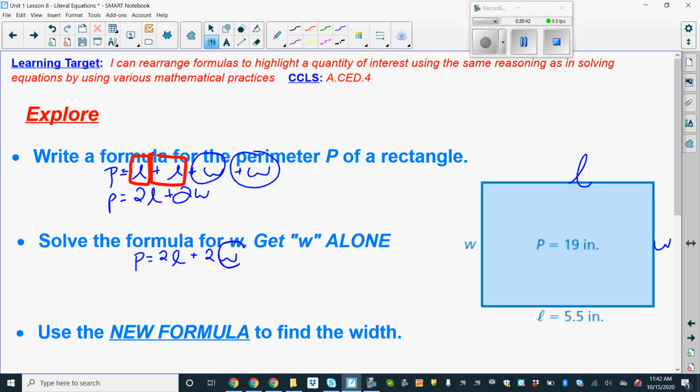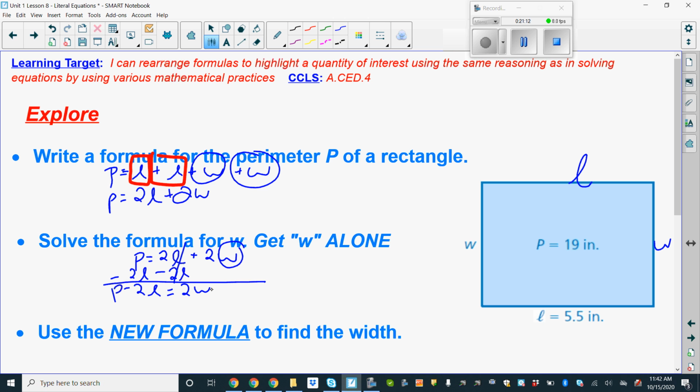I need to solve for W. So you want to add or subtract a term that is being added or subtracted to it. 2L is being added to the 2W. So we need to move the 2L first by minusing 2L on both sides. Minus 2L. P and 2L cannot be combined. So we just write it as P minus 2L equals 2W.